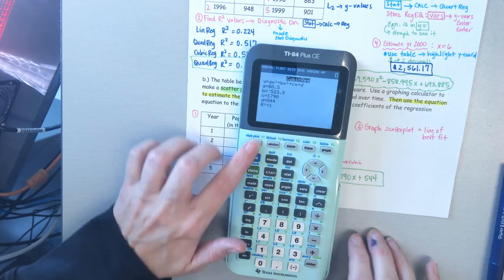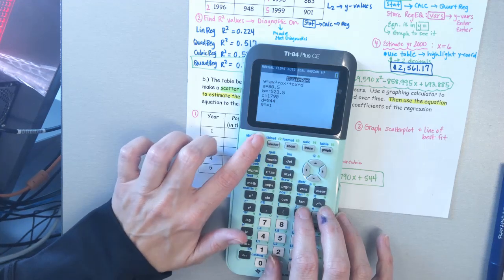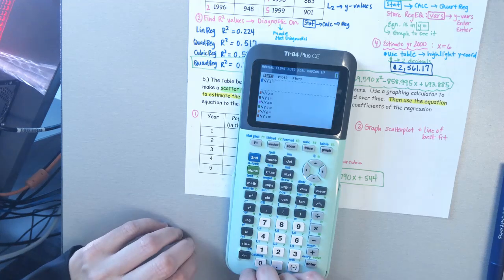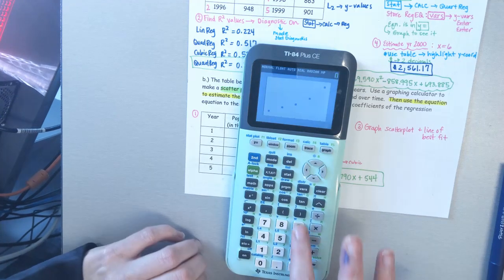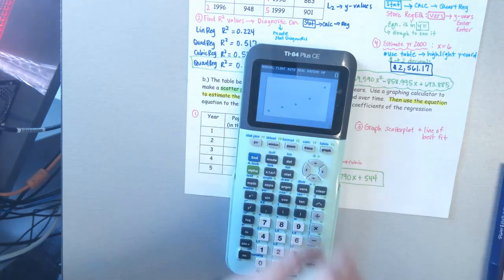All you have to do is make sure your stat plot is on. So I'm going to clear out the y equals. And then you go to zoom 9. Zoom 9, there are your new points. Okay, if you didn't clear out the old equation, your equation from the last one will graph there.